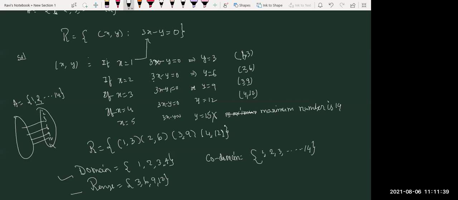Range means the numbers we got in the question, whatever we got, that's the range. But codomain means all the numbers, including the remaining numbers too, everything comes under the codomain. Do you understand this point? Yes, sir. If anybody wants me to explain, I'll explain. Otherwise, we will do one more question.